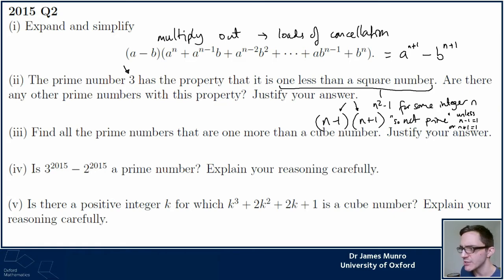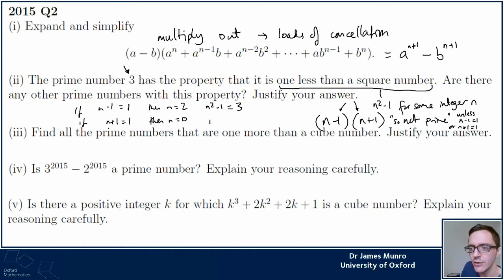So these are my two cases. Maybe this is not a prime number. If n minus 1 is 1, then n is 2. So we've got n squared minus 1 would be 3. That's the one we already found. And there's kind of this other case here that if this is 1, I guess we should consider that. Then n would be 0. So n squared minus 1 is minus 1. And that's not prime for a kind of different reason.